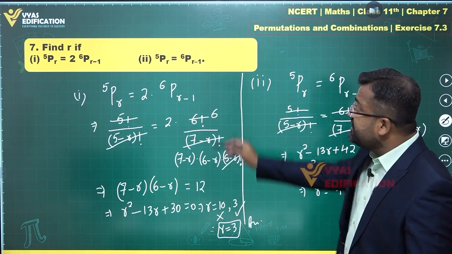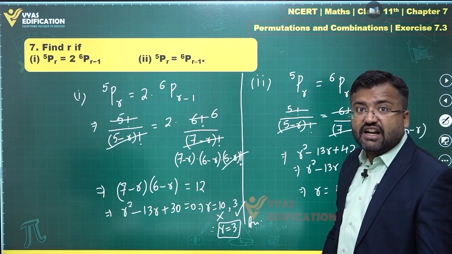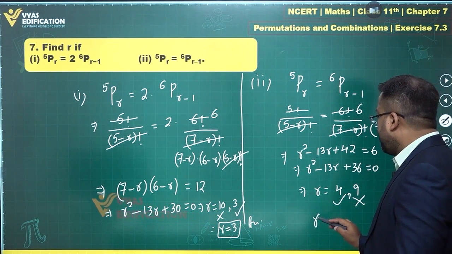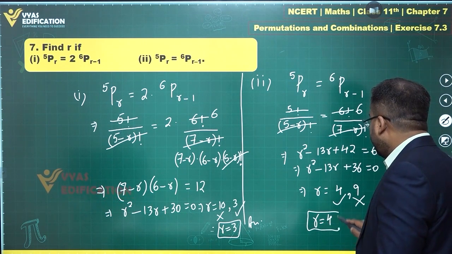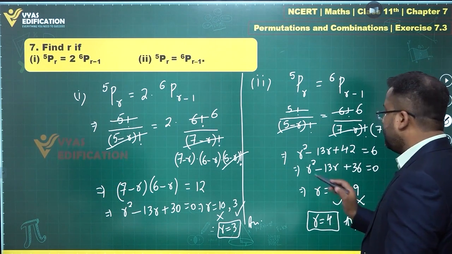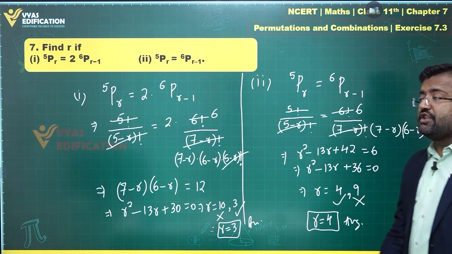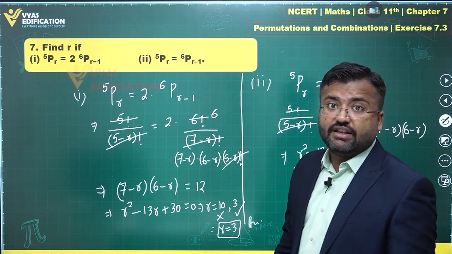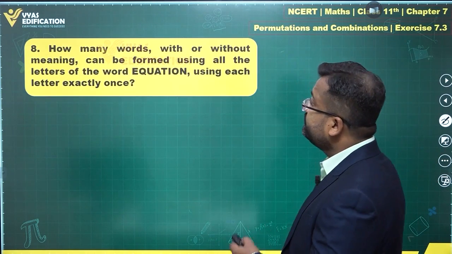But let's check the condition. 5pr implies that r should be less than 5. So this is not acceptable. This is acceptable. Therefore, r is equal to 4 is my answer for this question over here. That's the complete solution, as you can see behind me, and that's all that you have over here in this question. Let's move on to the next one.